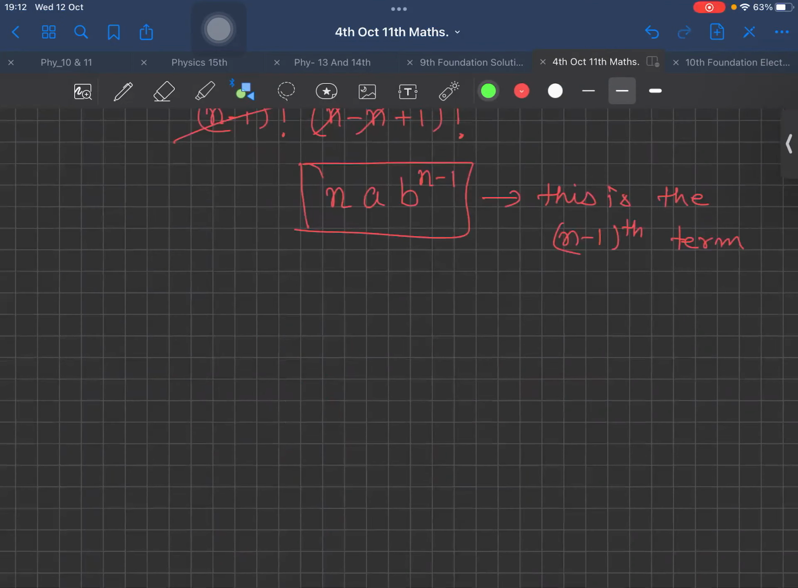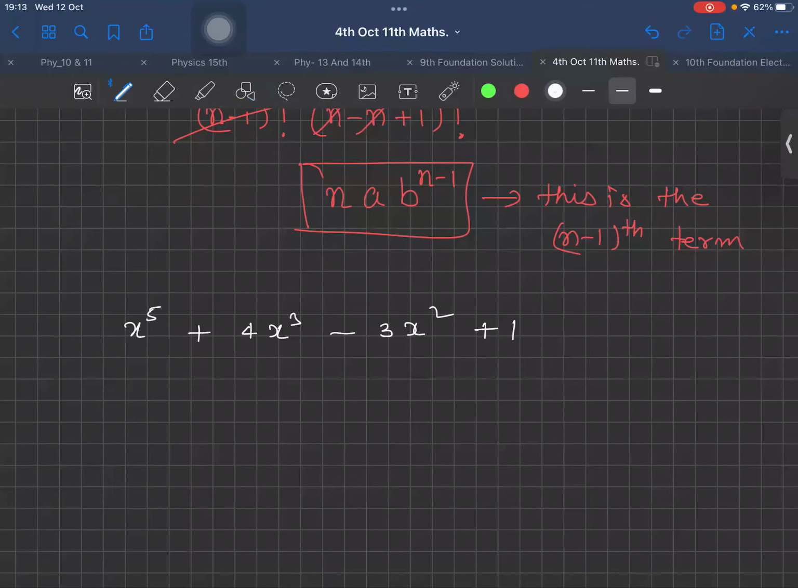Now let's understand this thing. Before moving ahead, let's understand one more concept. Let's say you have an expression: x square plus x to the power of 5 plus 4x cube minus 3x square plus 1. How many terms are there? 4 terms are there.